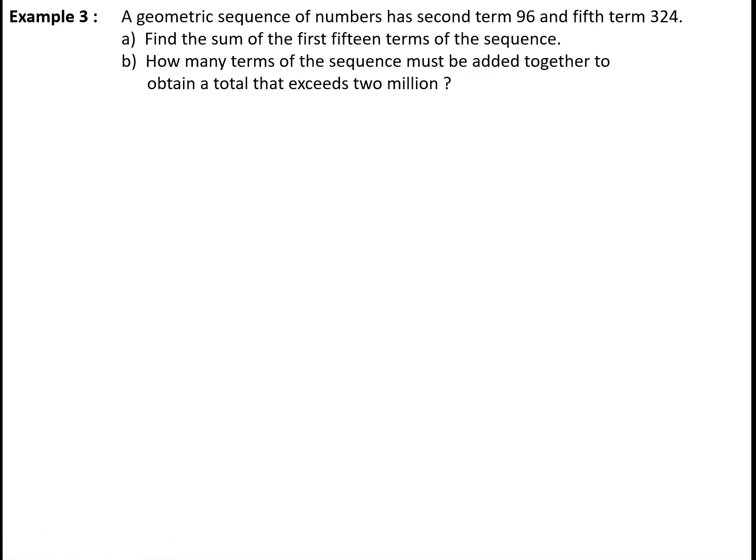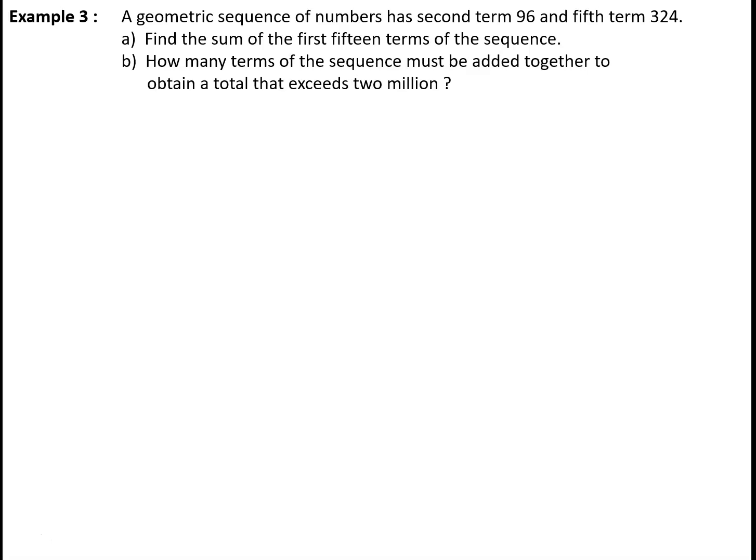Our final example, we've got a geometric sequence of numbers has second term 96 and fifth term 324. We've got to find the sum of the first 15 terms of the sequence, and we then have to find how many terms of the sequence must be added together to obtain a total that exceeds 2 million.